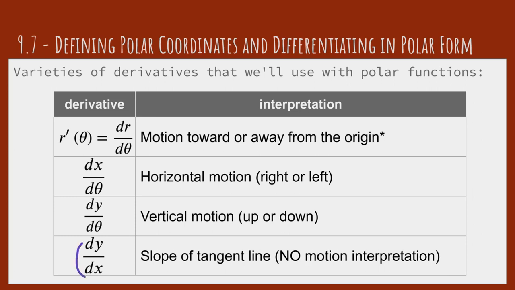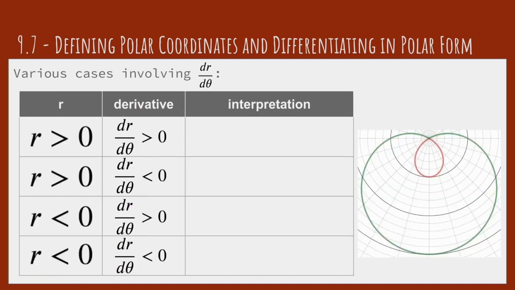dy dx we are not going to use to interpret motion, and it's a common mistake to make, but dy dx is simply interpreted as the slope of a tangent line, and that's it. We can get some information about motion, but that information is going to be ambiguous because, for example, with a positive slope, we don't know if the positive slope is because the object is moving up and to the right, or if the slope is positive because it's moving down and to the left. So we want to answer questions about motion with these derivatives, and we're going to leave dy dx for just slopes.